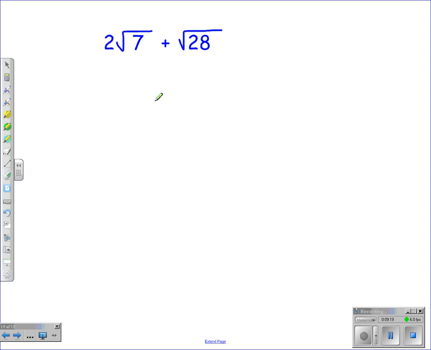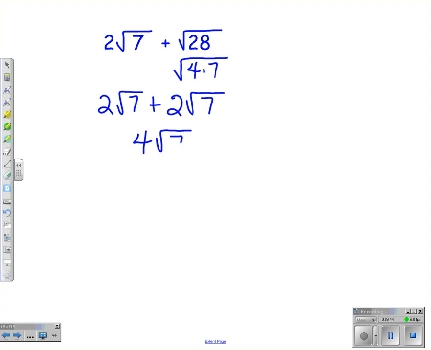2 square root of 7 plus square root of 28, we can simplify the square root of 28. That's really 4 times 7 underneath the radical, and we know the square root of 4. That's 2. So we have 2 times the square root of 7 plus 2 times the square root of 7, which was over on the other side. When we add those together, they're both like terms. We can add their coefficients. We'll have 4 square root of 7, and that ends up with just one term for our answer.